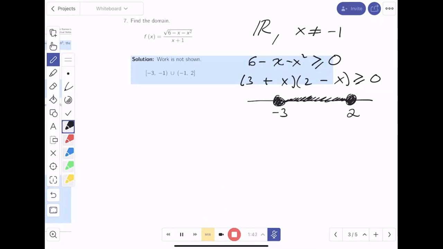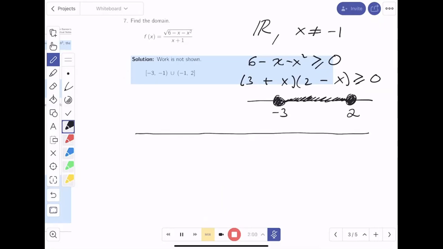And again, without any sense of bias, I'll go beyond 2, say 3. If you plug 3 in, you get positive times a negative, which is a negative number. That's not greater than 0. If you went below -3, like -4, you plugged it in, you would get a negative times a positive, which is a negative number.